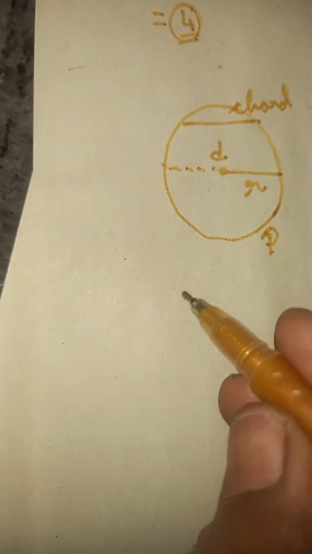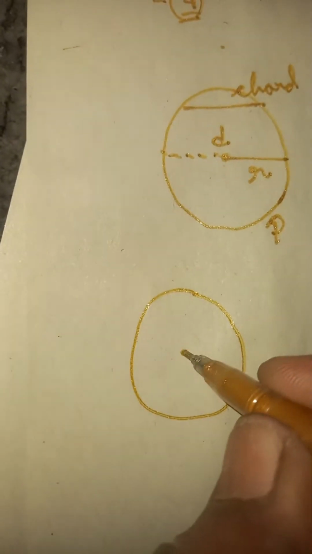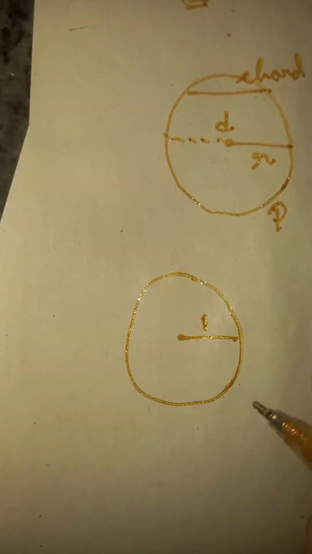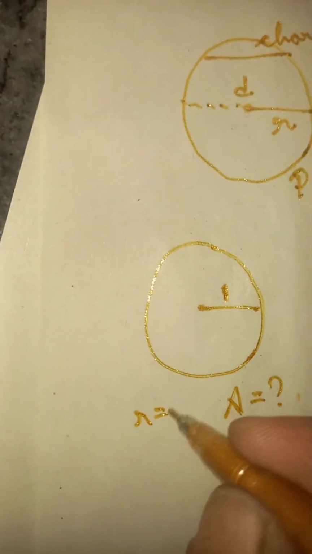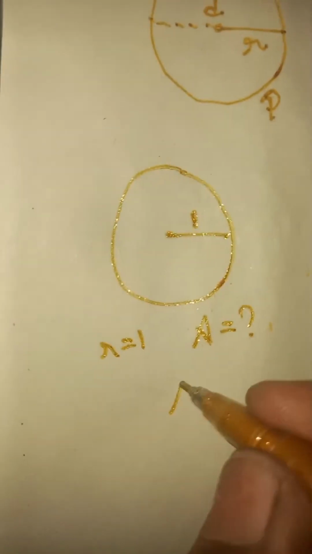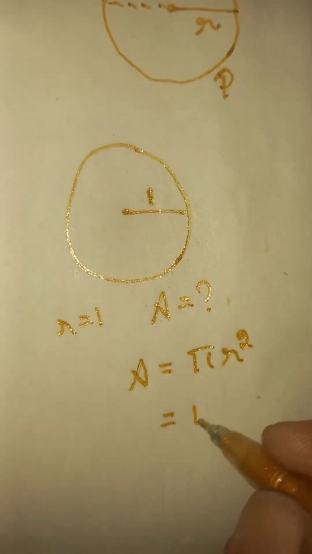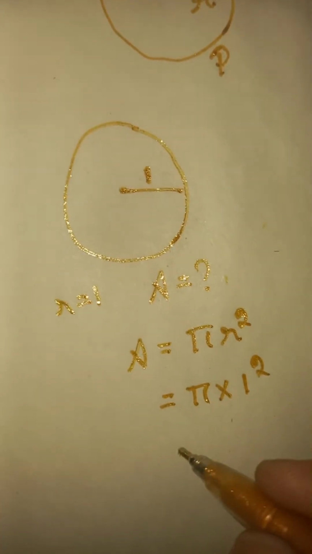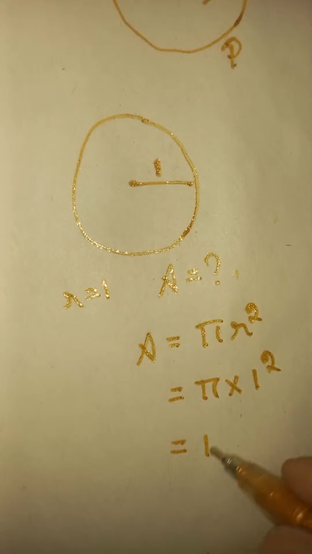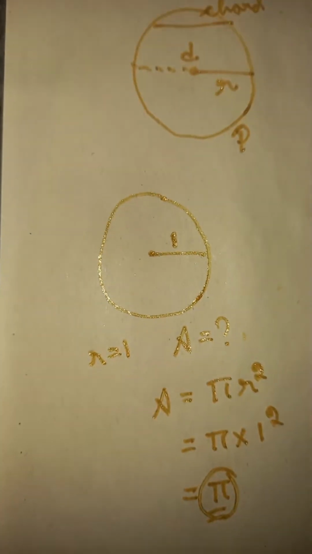Here I am going to tell about another circle. In this circle they have given the radius as 1 unit. Here you need to find out the area of the circle when the radius is 1 unit. You can do it. Area of the circle is pi r square. That means pi times, here the radius is 1 unit, 1 square. 1 square means 1, so pi square units is the actual area of the circle.